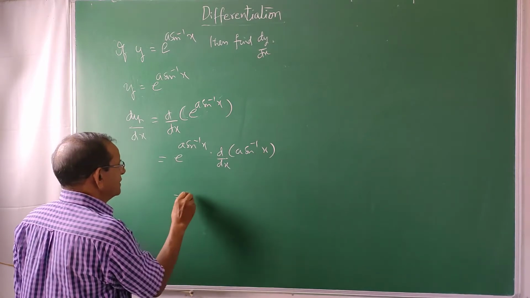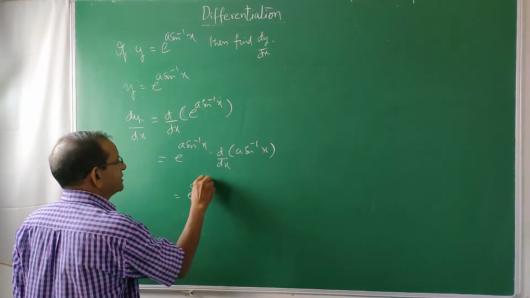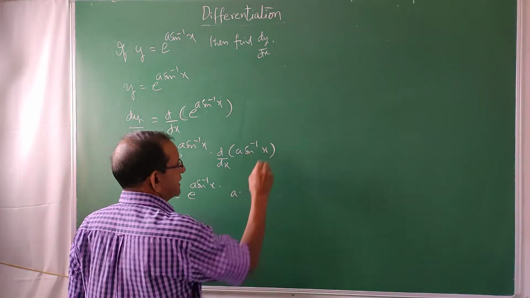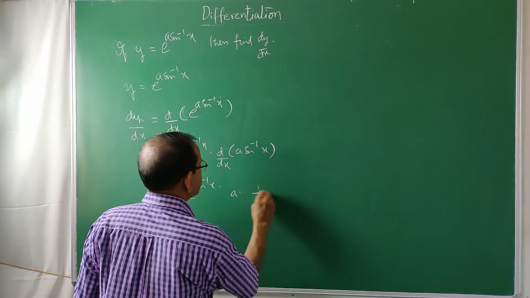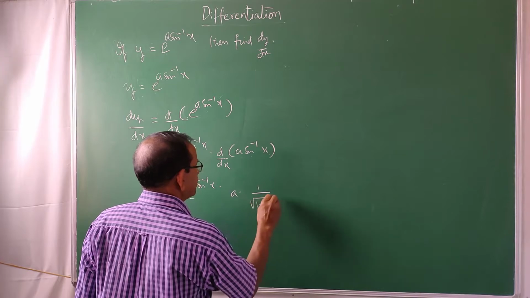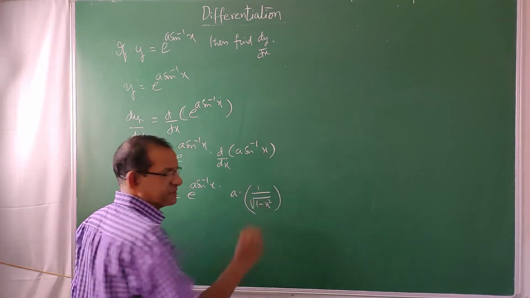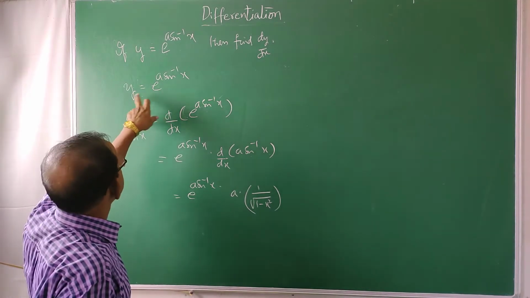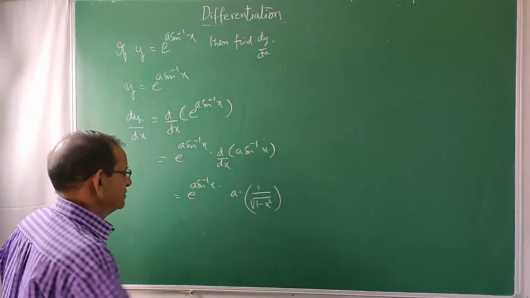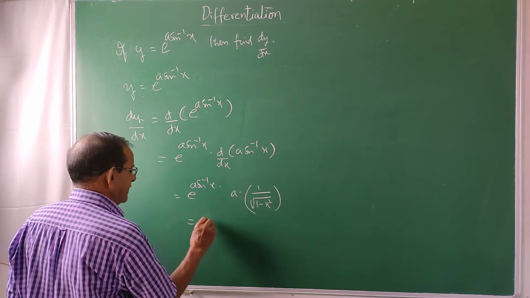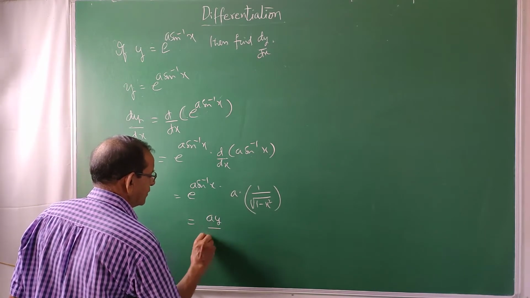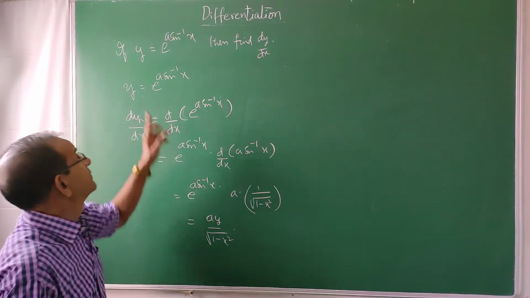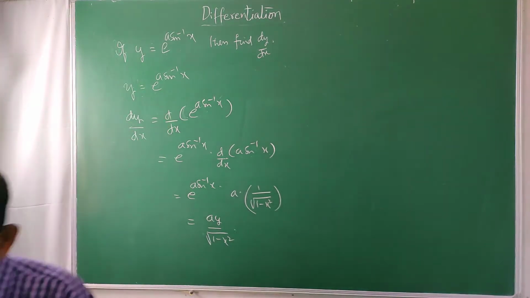Then it is e power a sin inverse x into a, since a is constant, you can keep it as it is. The derivative of sin inverse x is 1 by root of 1 minus x square. Now, you can write e power a sin inverse x as y also because it is given as y. So, you can write a into y, that is ay by root of 1 minus x square. This is the derivative of e power a sin inverse x.